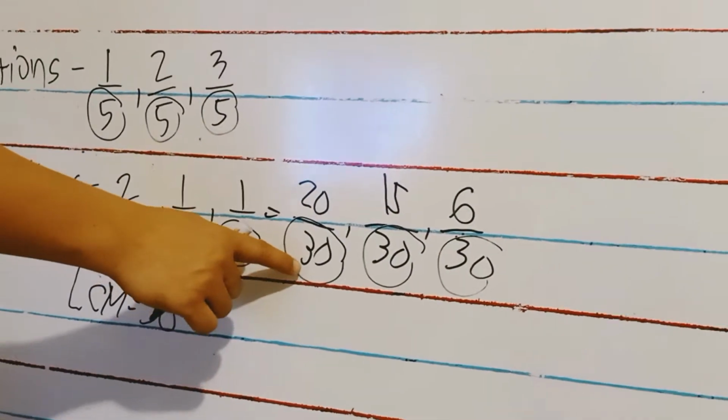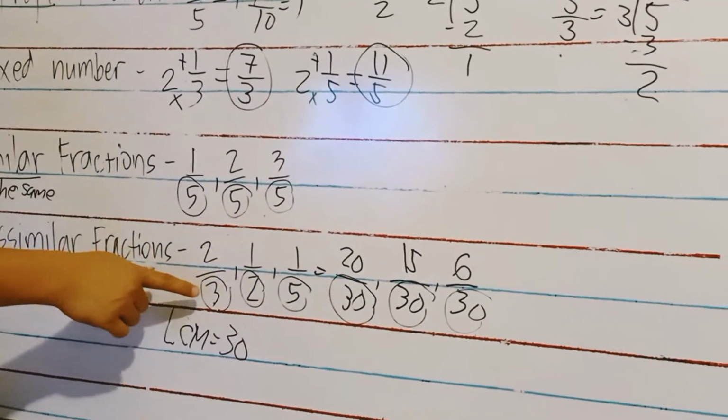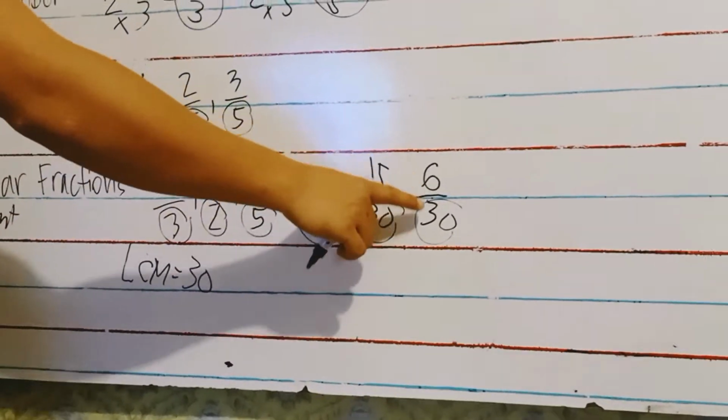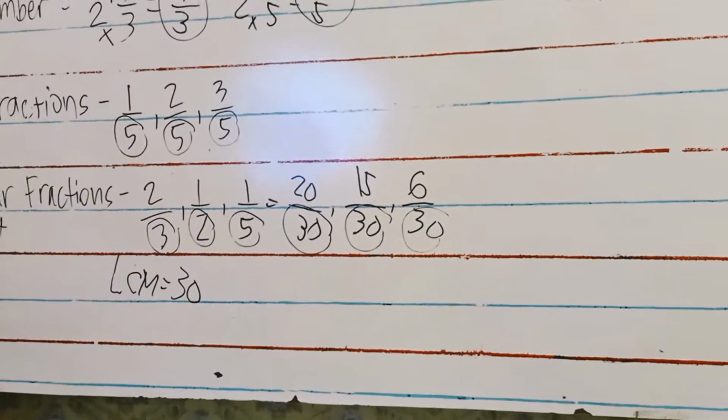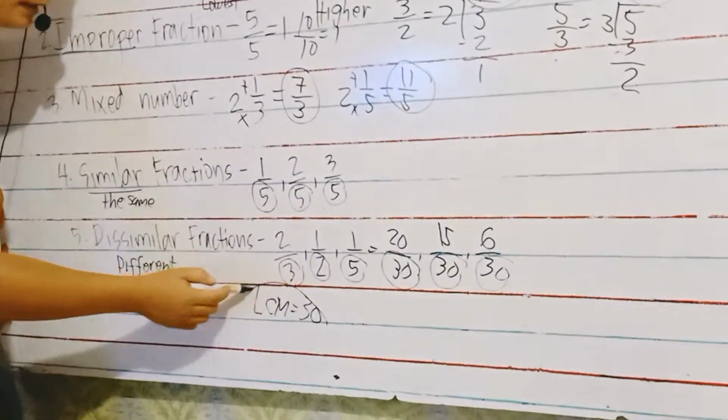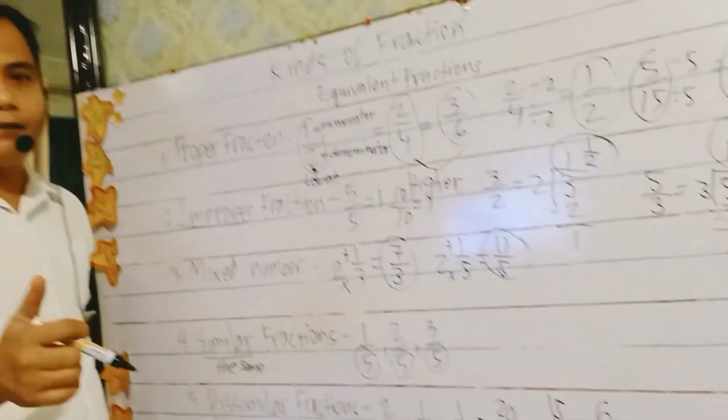Ang 20/30 pares lang sa 2/3. 15/30 pares lang sa 1/2. 6/30 pares lang sa 1/5. Okay? So ang pag-change ng dissimilar, hanapin lang ang LCM. Okay?